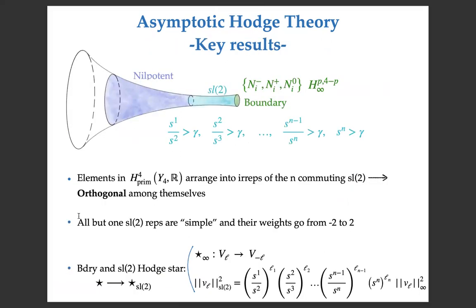So let me stop for a minute, summarize the results, and then very quickly apply them. The idea is, as I said, we are in this blue region here, this strict asymptotic limit. We have these boundary structures, and they allow us to basically classify the elements in the primitive four-form cohomology into irreducible representations of the n SL2 and the n commuting SL2 triplets, which are orthogonal among themselves. All but one of these SL2 representations are simple, and they take weights between +2 and -2. And then we have this explicit form for the Hodge star close to the boundary.